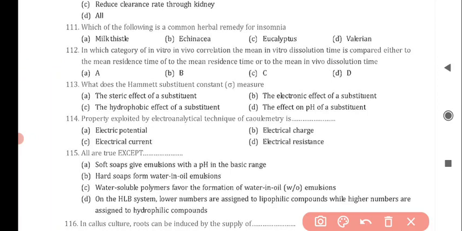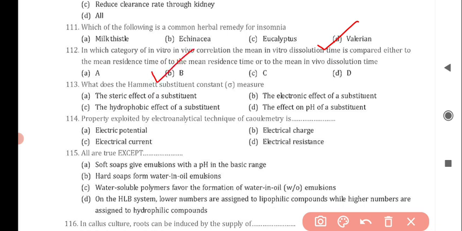Next question is, which of the following is a common herbal remedy for insomnia? And the correct answer is option D, valerian. Next question is, in which category of in vitro in vivo correlation is the mean in vitro dissolution time compared either to the mean residence time or to the mean in vivo dissolution time? And the correct answer is option B.